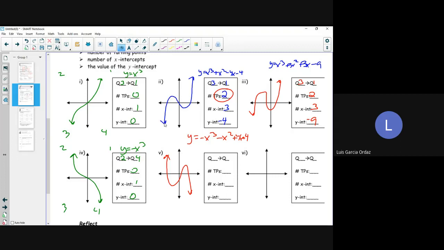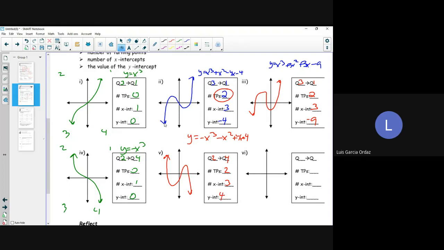Okay, so what quadrant did it start and what quadrant did it finish in? It started at 2, it went to 4. How many turning points? 2. How many x-intercepts? And what's our y-intercept? That looks like an ugly positive 4.